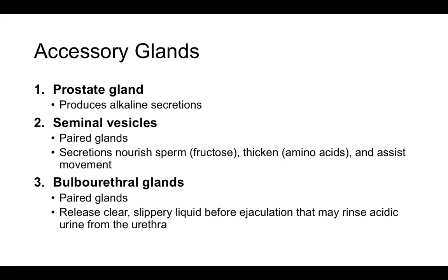Accessory glands. Now, the prostate gland produces alkaline secretions, which not only activate the sperm, but it also helps to decrease the pH of the female so that the sperm actually have a chance. The seminal vesicles, these are paired glands. These are on either side, and they secrete all the nourishing stuff that will help the sperm to move, because the sperm actually do have to swim, and so they need some type of energy in order to do that. And then the bulbourethral glands are responsible for actually cleaning the urethra before the sperm can swim on through.